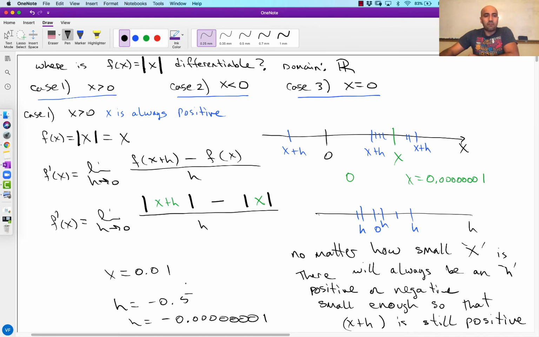Okay, so keeping in mind that we have the limit as h goes to 0, then for some value of h, eventually this h will become so infinitely close to 0 on either side of 0 that this stays positive. And what's the point of that? The absolute value of something positive is going to be positive. Okay, so that's what we want to conclude here. Let's erase this.